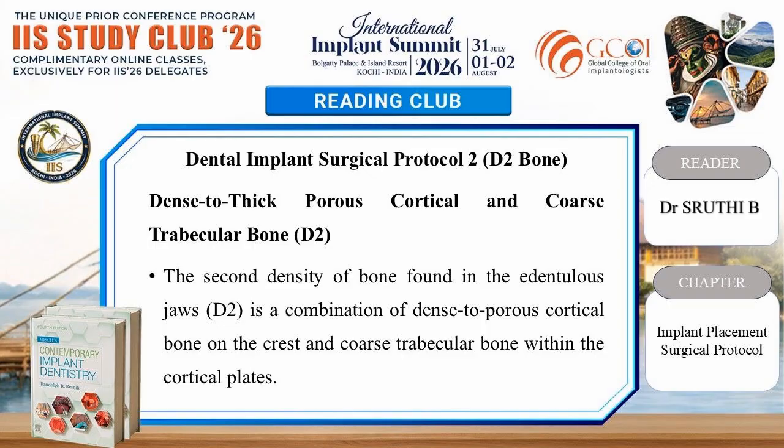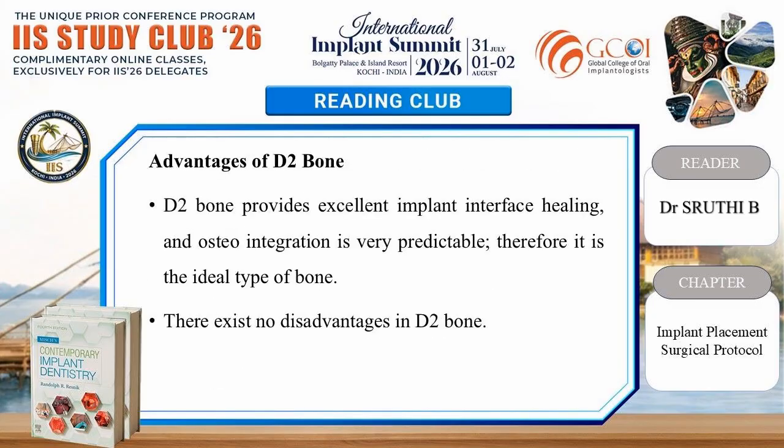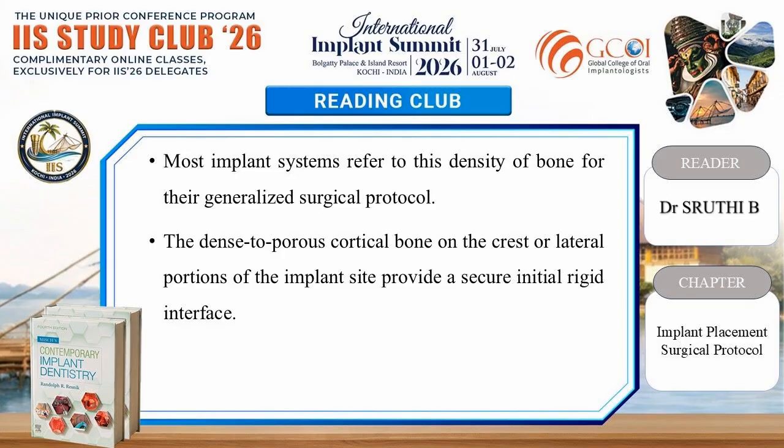Dental implant surgical protocol 2 for D2 bone, dense to thick porous cortical and quasi-trabecular bone, D2. The second density of bone found in the edentulous jaws, D2, is a combination of dense to porous cortical bone on the crest and quasi-trabecular bone within the cortical plates. Advantages of D2 bone: D2 bone provides excellent implant interface healing and osseointegration is very predictable. Therefore, it is the ideal type of bone. There exist no disadvantages in D2 bone. Most implant systems refer to this density of bone for the generalized surgical protocol.